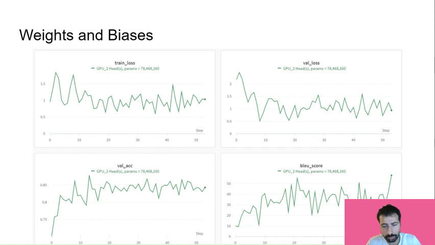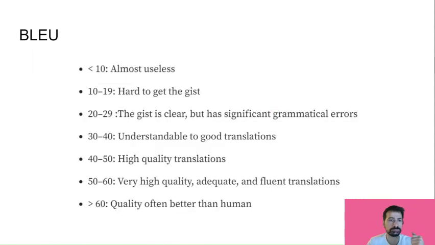In terms of the BLEU score, as I mentioned earlier, I was interested to know what a score of 50 or 30 means, etc. And you can see here there's a description of the meaning of each interval in the score. So it goes from useless results if the BLEU score is less than 10 to quality, often better than human performance, when your large language model is obtaining a score larger than 60.